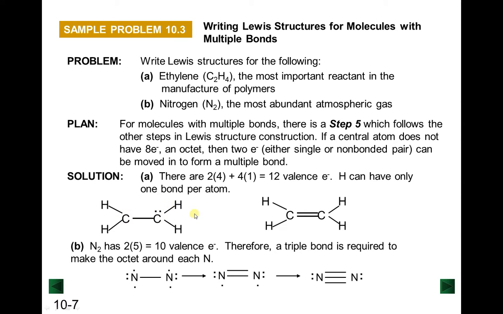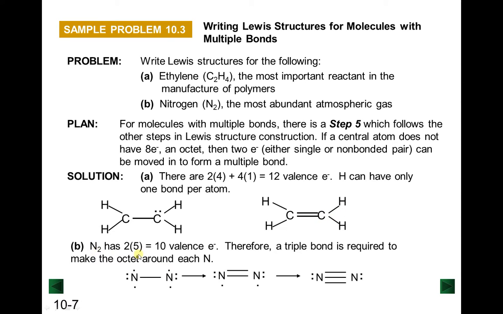So in order to fix this problem over here, one way to do it is you can convert this lone pair over here into an additional bond that connects the 2 carbon atoms together. And when you do that, you form a double bond between the 2 carbon atoms. And by this configuration, you'll notice that each carbon now follows the octet rule, because each carbon has 4 bonds, and each bond corresponds to 2 electrons.